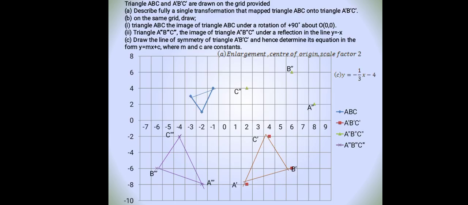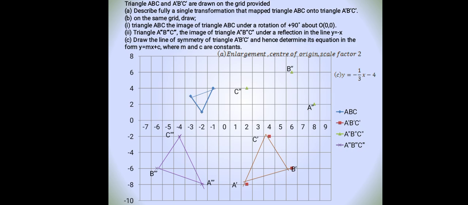Triangle ABC and A'B'C' are drawn on the grid provided. Describe fully the transformation that mapped triangle ABC onto A'B'C'. On the same grid, draw triangle A''B''C'', the image of triangle ABC under a rotation of 90 degrees about the origin. Then triangle A'''B'''C''', the image of A''B''C'' under a reflection in the line y equals negative x. Draw the line of symmetry of triangle A'B'C', and hence determine its equation in the form y equals mx plus c, where m and c are constants.